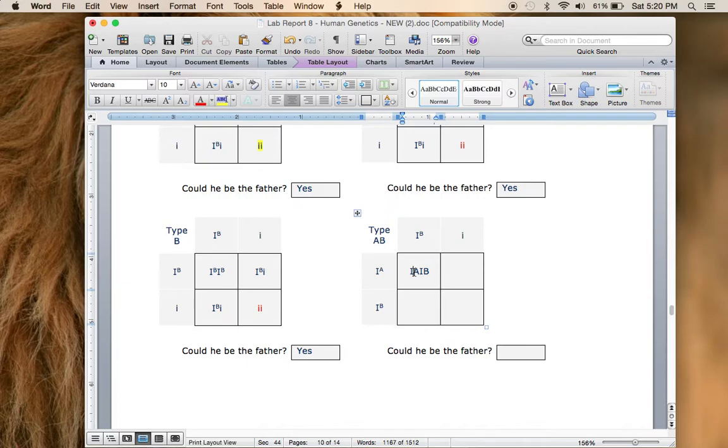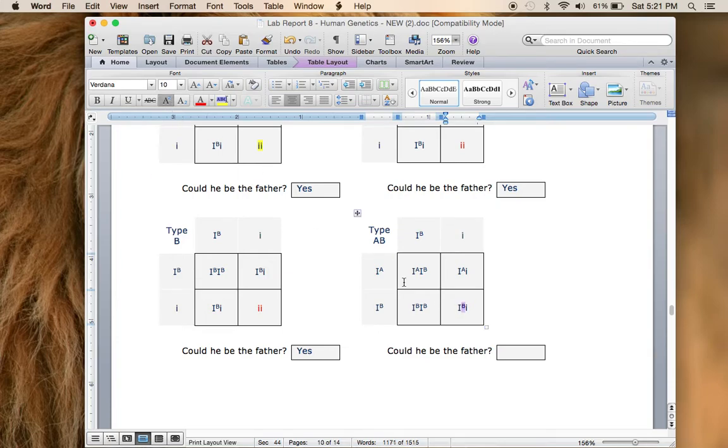So the first child's going to inherit both dominant alleles of the two different types. So this would be an AB child. The second child's going to get both of the dominant B alleles. So that would be a type B child. The third child's going to get one recessive from the mom, but is still going to get a dominant A from the dad. So that would be a type A child. And then the last one's getting the recessive from the mom, but another dominant from the dad. So that would be a type B child.